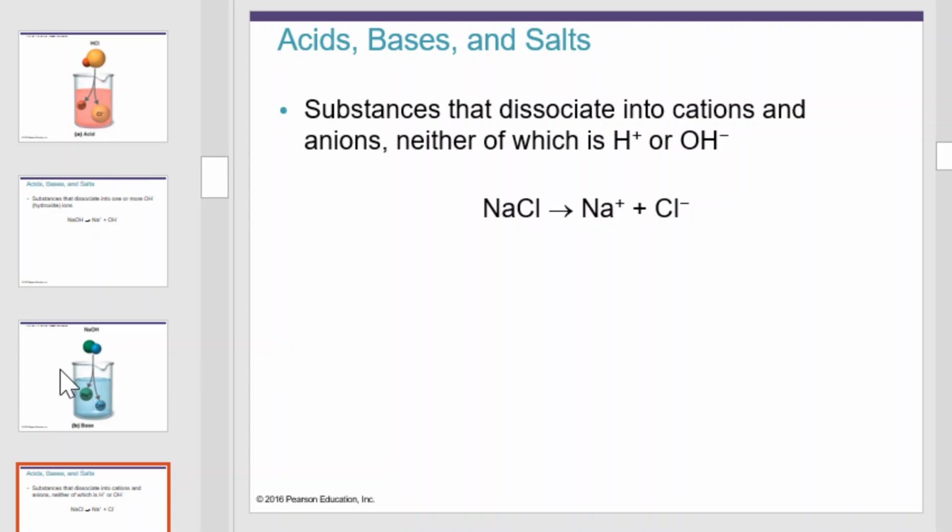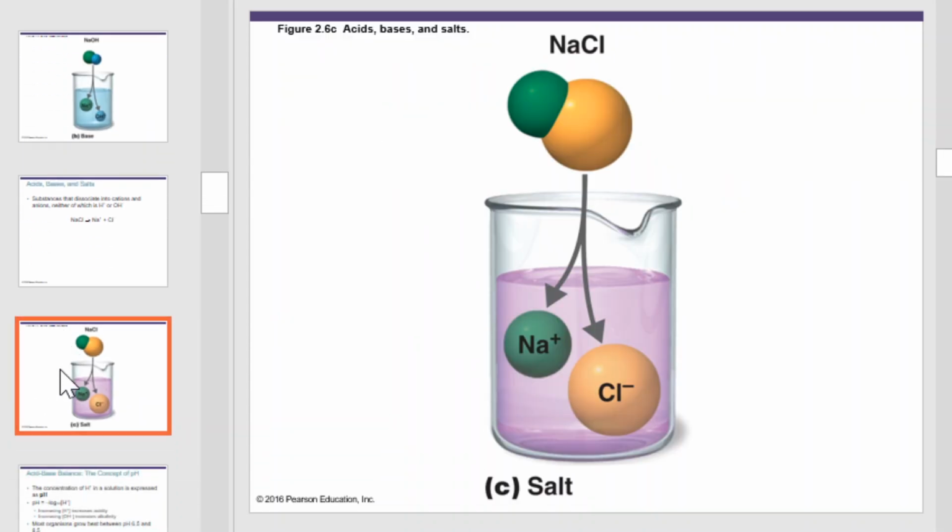Substances that dissociate into cations and anions, neither of which is hydrogen or hydroxide, make salts. Sodium chloride is an excellent example of a salt, since it is the actual molecule that makes up table salt. When it dissociates, we get a free sodium and a free chlorine. This is sodium chloride, or table salt, dissociating.